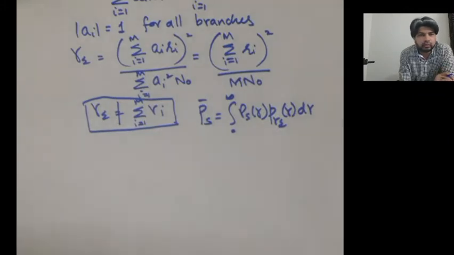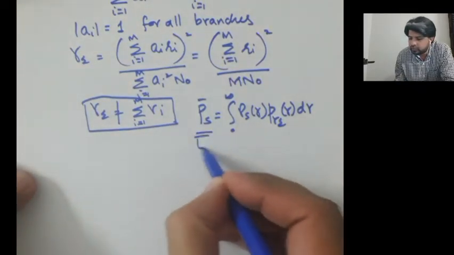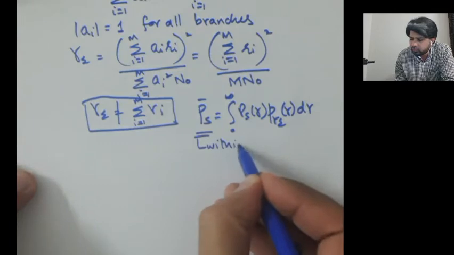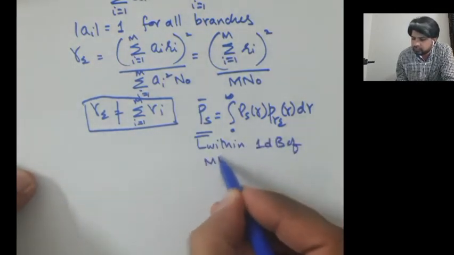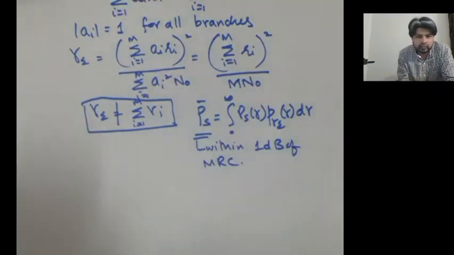So that is an important thing, that this equal gain combining is simpler to implement, and it gives you a symbol error probability which is very close to maximal ratio combining. People say that this is within 1 dB of the MRC, or maximal ratio combining. So that is an important thing.